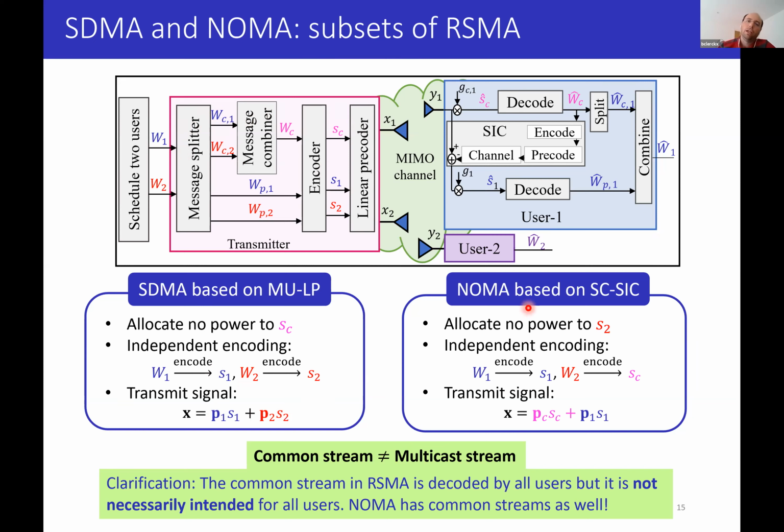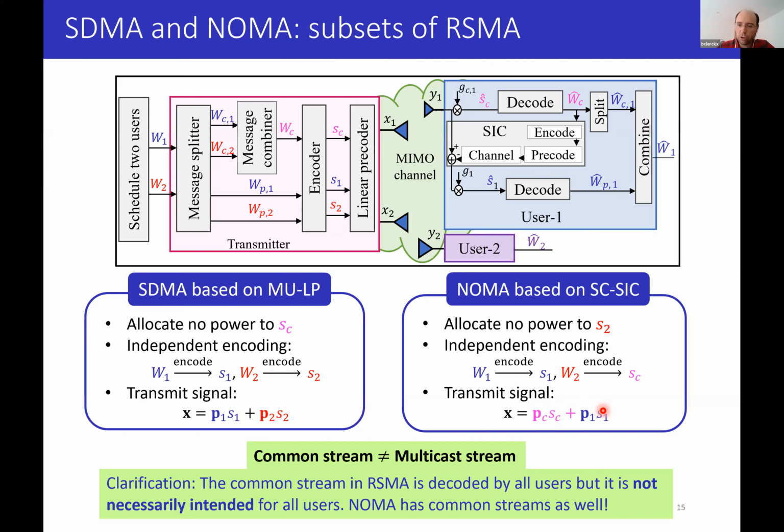Now, what about NOMA? In NOMA, remember that one of the users has to decode the message of the other user. So how can we do this here with this rate splitting architecture? Well, I can simply do that by allocating zero power to S2, for instance. And so I will have only two streams that are transmitted, S1 and SC.